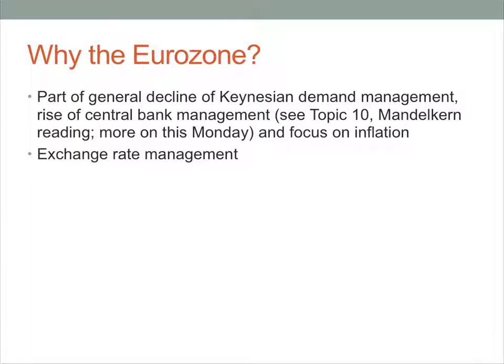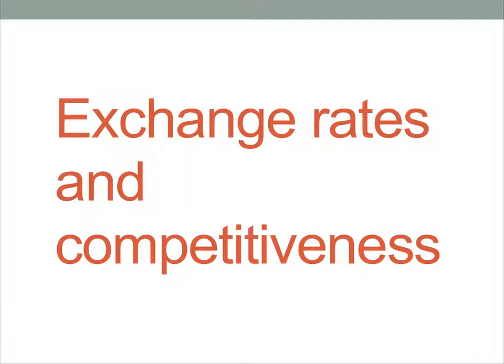One of the things it was supposed to accomplish was create a new framework for policy making after the decline of Keynesianism. A second purpose of the Eurozone, and probably the most crucial one, was to bring some order to exchange rate management. And why this might be necessary, what exactly is involved in exchange rate management, we will now discuss. And we'll talk about, in particular, exchange rates between different currencies and how they affect competitiveness.